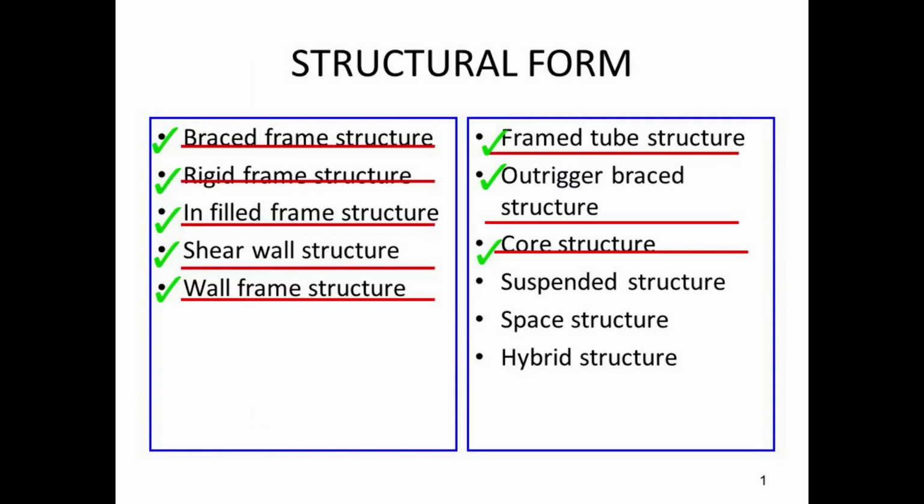We have learnt 8 different types of structural forms, namely braced frame, rigid frame, infilled frame structure, shear wall structure, frame tube, outrigger braced and core structure. So, let's continue to learn another form of tall building structure. We will now learn more types of structural form. Next form of tall building structure is the suspended structure.